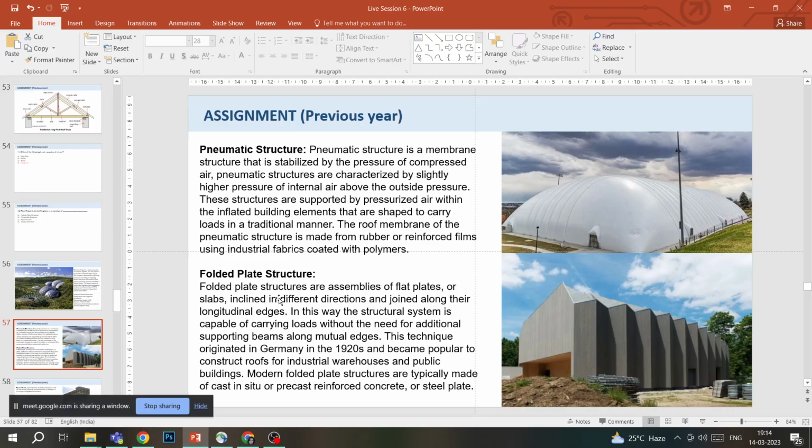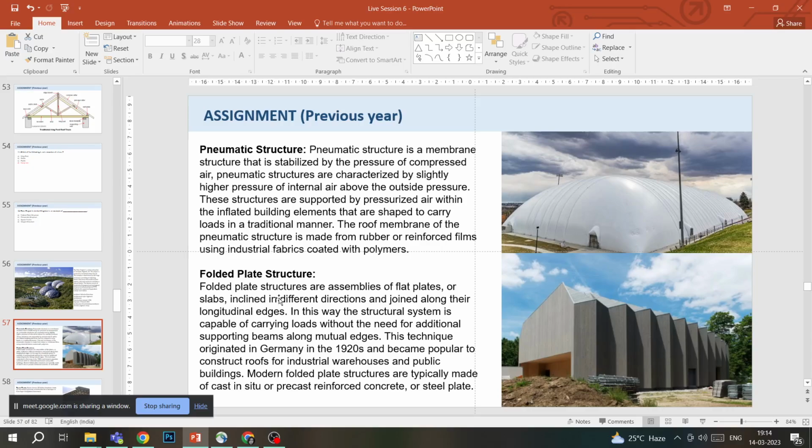So we have seen what a pneumatic structure is. I will not again go in detail here. It's just a structure that is characterized by higher pressure of internal air above the outside pressure. We know what a folded plate structure is. There are plates that are inclined in different directions and joined together along their longitudinal edges, and they can carry a lot of load.